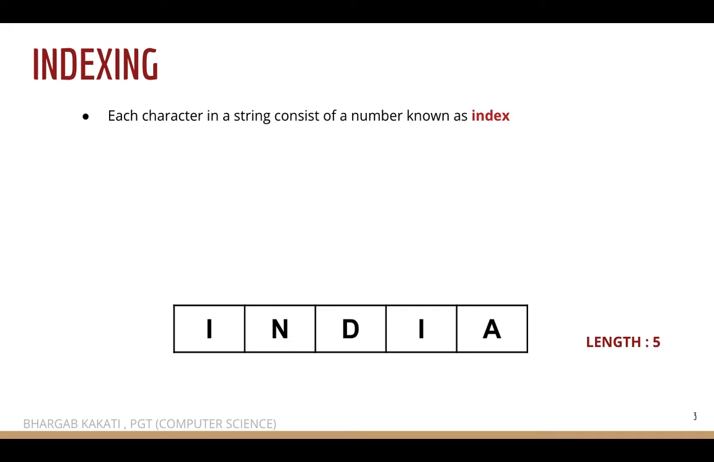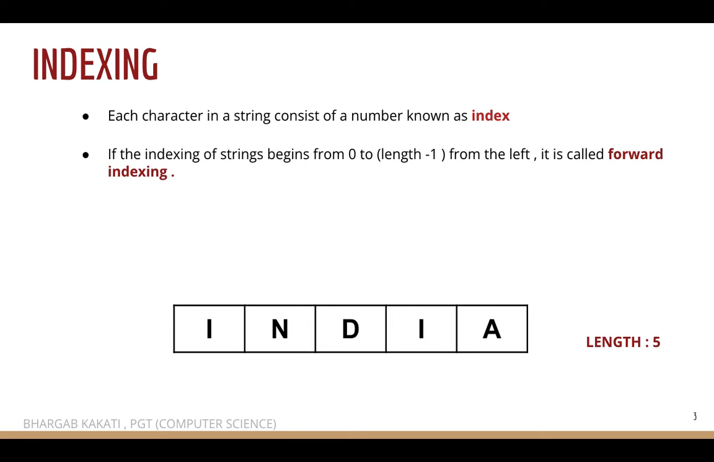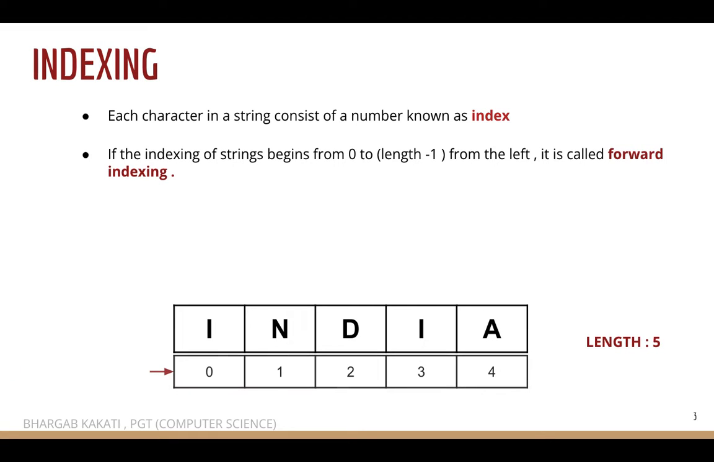There are two types of indexing system. One is forward indexing, the other is backward indexing. Let's see what these indexes are. If the indexing of a string begins from 0 to length minus 1 from the left, it is called forward indexing. As you can see here in the diagram, the first character has the index 0, the second character has the index 1, the third character has the index 2, the fourth character has the index 3, and the fifth character has the index 4. Then it is known as forward indexing.